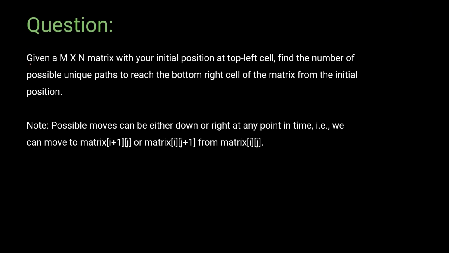Now, let's talk about the question in brief. We are given an M cross N matrix with your initial position at the top left cell. And we have to find the number of possible unique paths to reach the bottom right cell of the matrix from the initial position. Note that the possible moves can either be down or right at any position at any time. That is, if we are at matrix position i, j, we can only move to matrix i plus 1, j or matrix i, j plus 1.